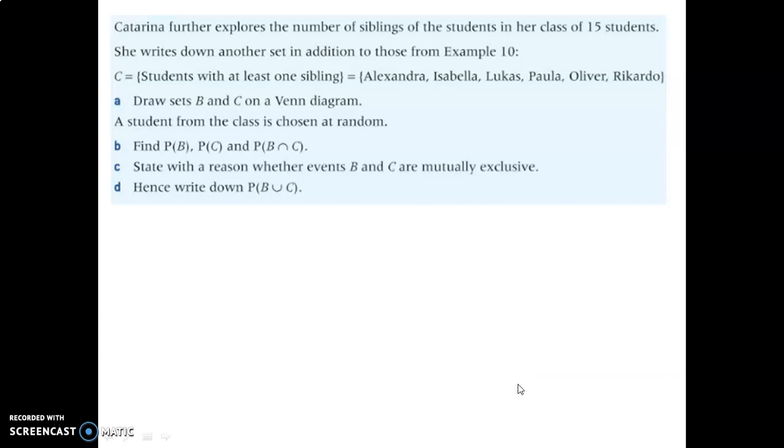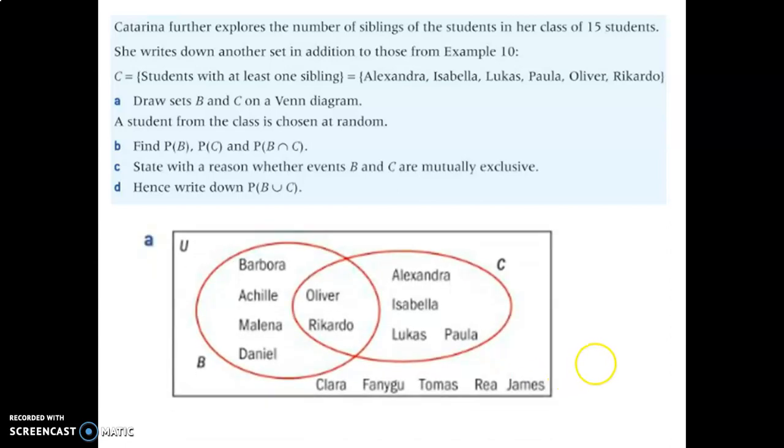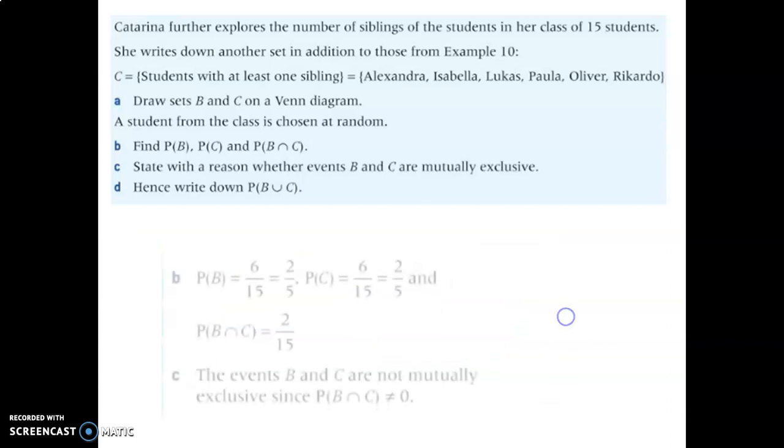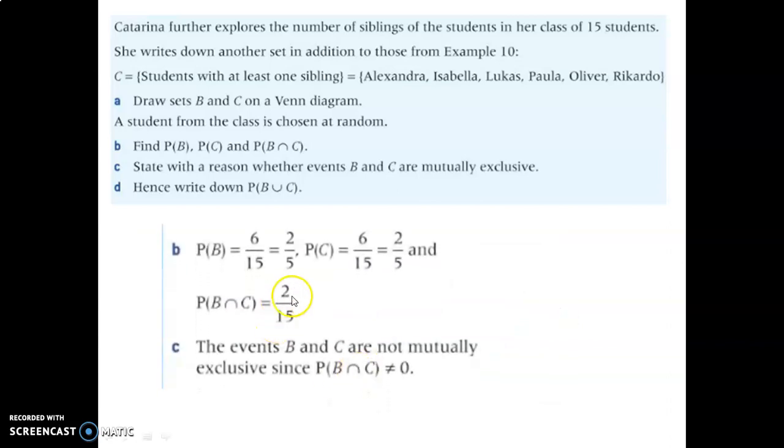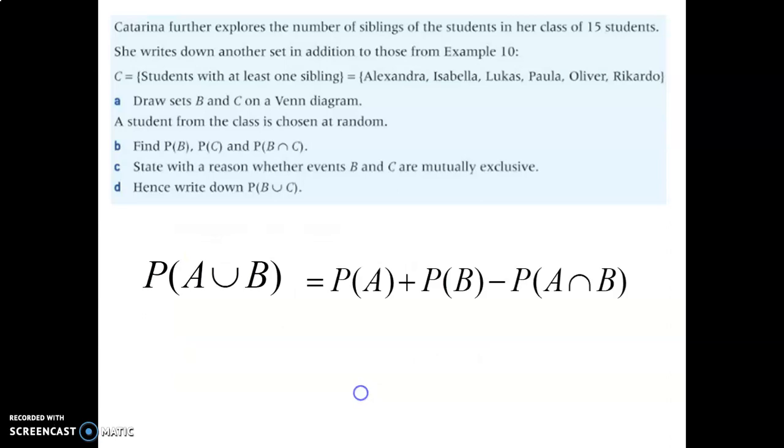Last one, try this. Try A and A first. Venn diagram looks like this, check your work. And then try B and C. There's our answers. This time there is an intersection, therefore this is the answer for C. Study carefully. Now try D. And here's the union formula, there it is.